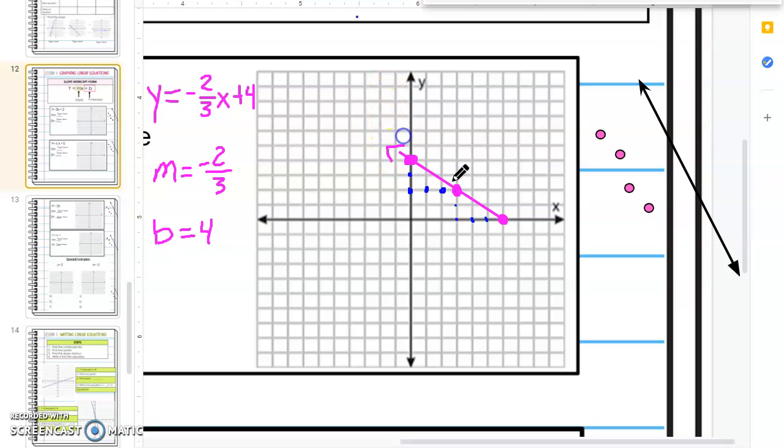So that is how we find the graph when you're given an equation. You use y-intercept, slope-intercept form. The number in front of the x is always your slope. The number by itself is always your y-intercept. You start with your y-intercept and then use your slope to find your next points.